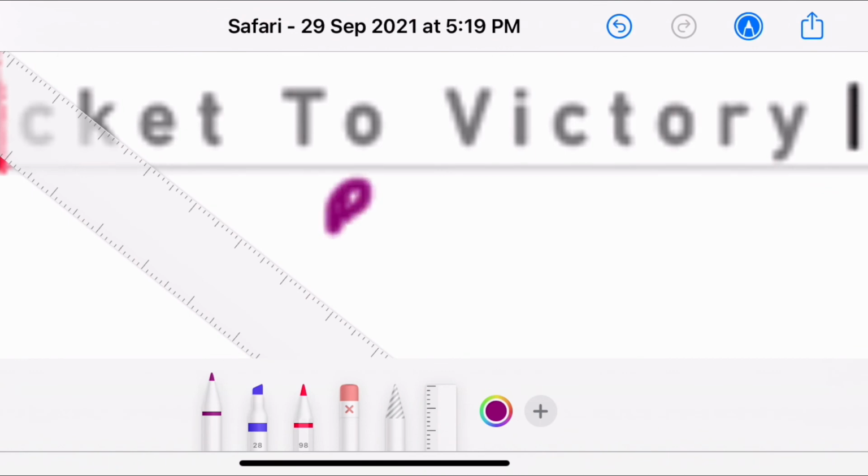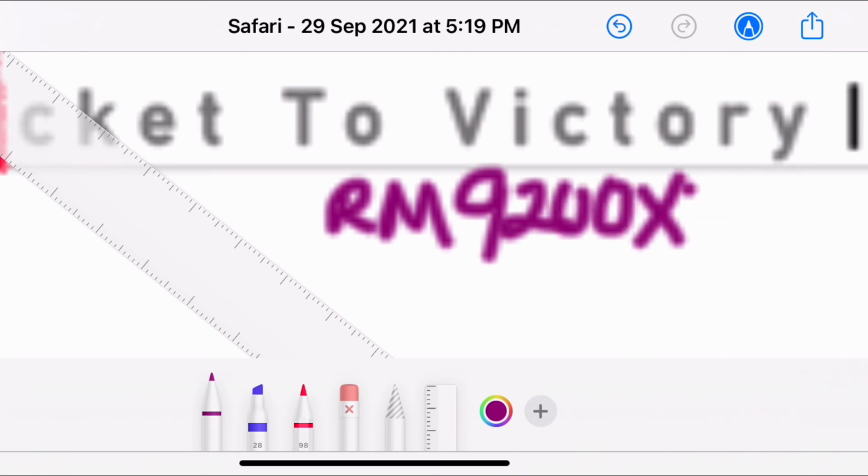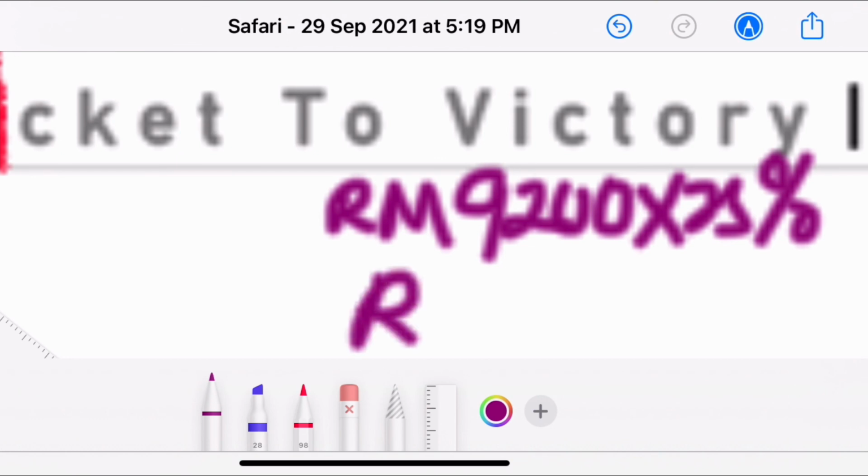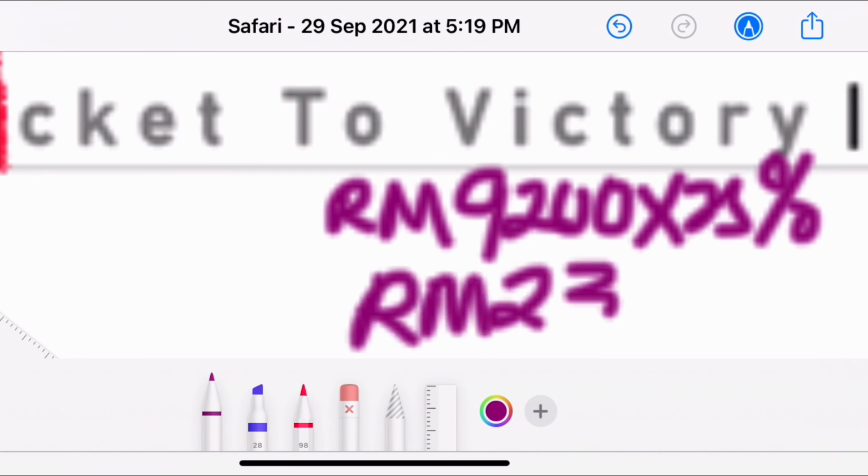So the solution is, we will take RM9,200 times 25%, and then the answer is Ringgit Malaysia 2,300. That's all my sharing on linear programming.